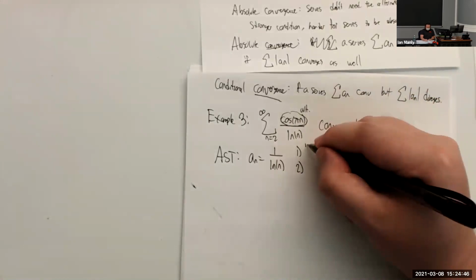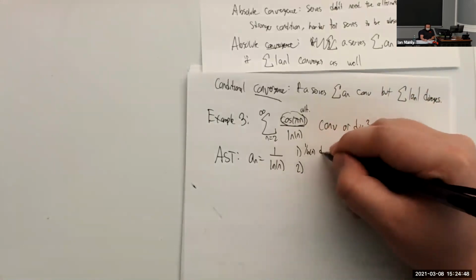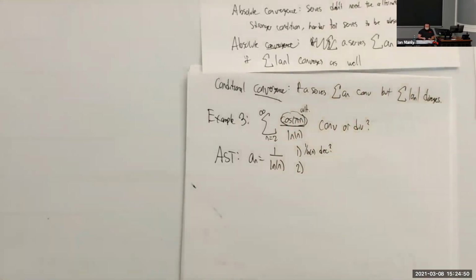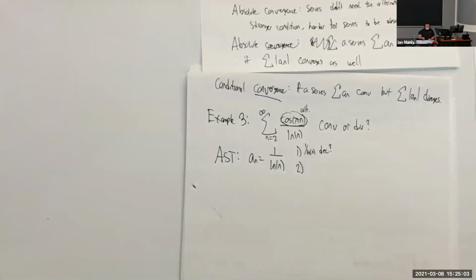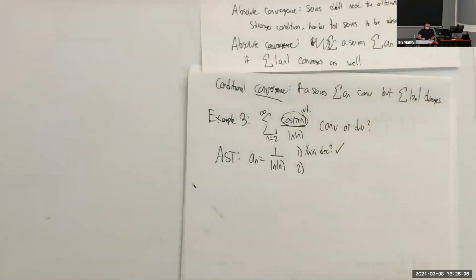The first one: is 1 over natural log of n decreasing? Is that going to be true? Well, let's see. If we plug in larger and larger values of n, natural log is going to keep getting bigger. So 1 over a number that's getting bigger will be getting smaller. So yes, that will be decreasing. Or we could have done the derivative of this as well.